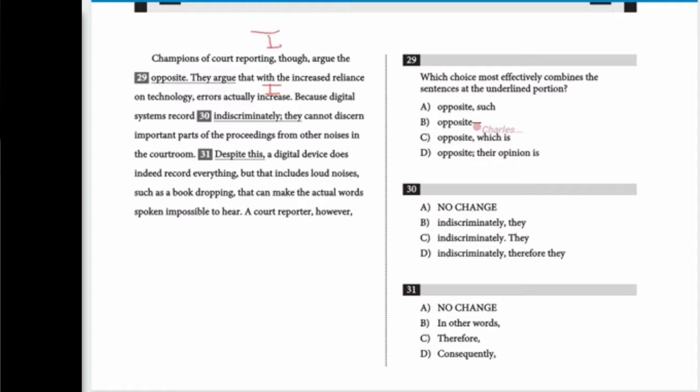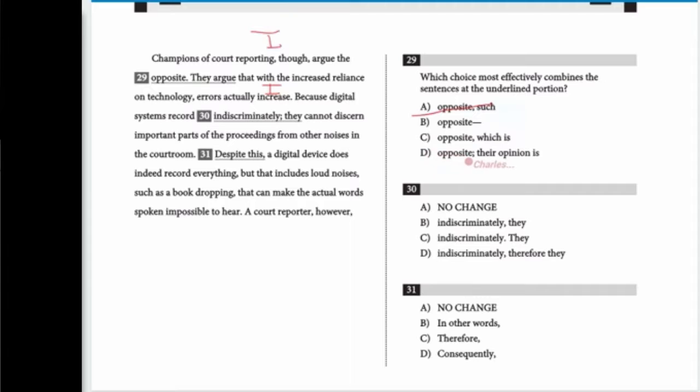Okay, dashes are parenthetical. The second part of that would be parenthetical. It's indicating what the opposite actually is. C, opposite, comma, which is that with the increased reliance on technology. Okay, that also is correct. The comma which makes it subordinate, kind of like the such. It maybe even works better than such. So that's a real possibility.